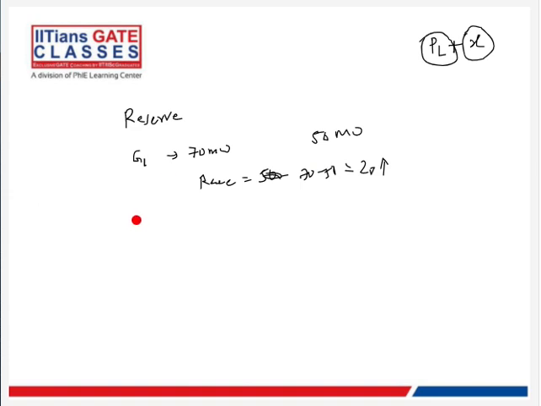There are three types of reserves. The first one is called spinning reserve. Spinning reserve is when the generator is already connected to the grid and is already supplying power. Like this is a spinning reserve. Then there is hot reserve. Hot reserve is when the generator is not connected to the grid, but the boiler is hot, and if you connect it, it can immediately start supplying. The turbine and everything is operational, but they are not supplying power yet. That is hot reserve.